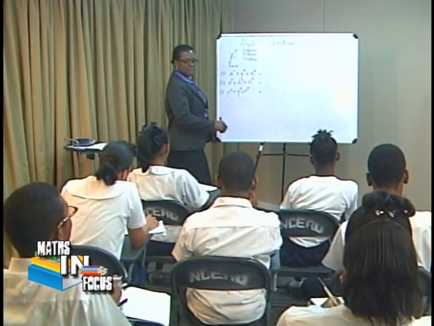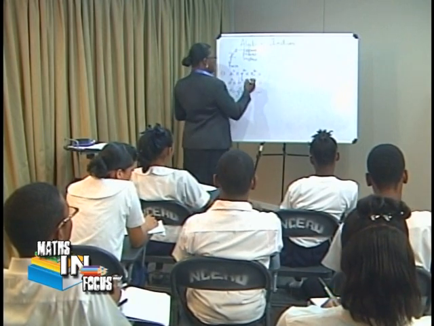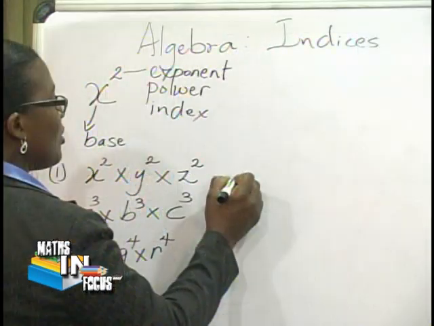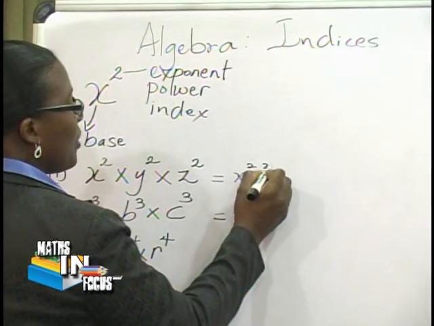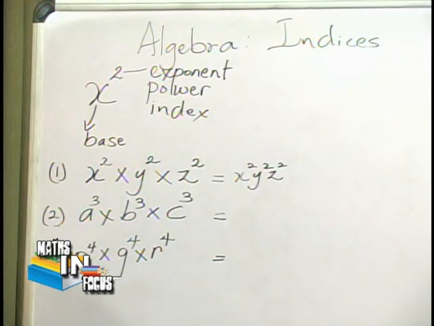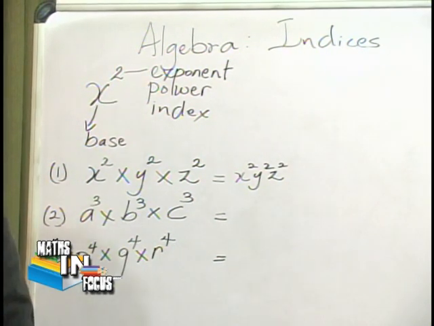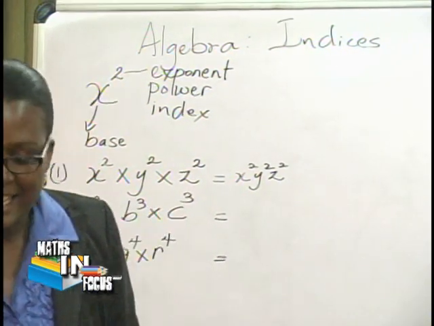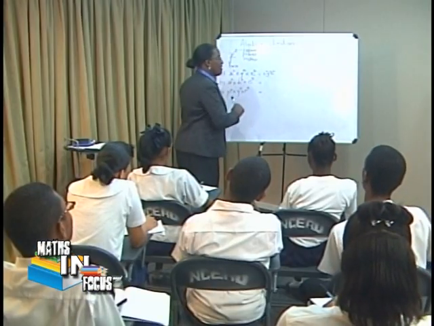Yes, Jonathan, what you got? X square, y square, and z square. You got x squared, y squared, and z squared. So he followed the first set of examples we did. He eliminated the multiplication signs. So that's one step. Can we go a further step? Yes, we can go one step further.